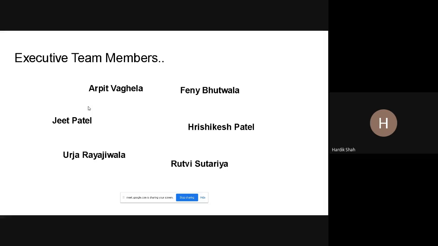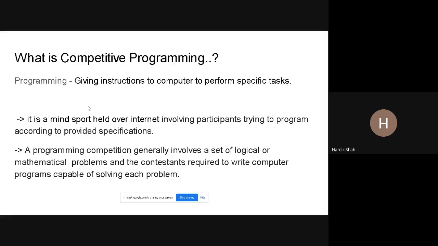Now, that was a lot about us, right? Let's leave that behind and go to today's topic. So, what is competitive programming? But before we dive into what competitive programming is, what is programming? Programming is giving instructions to a computer to perform specific tasks.